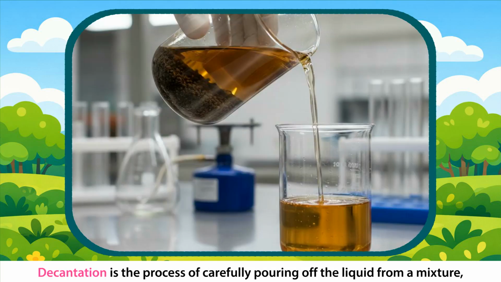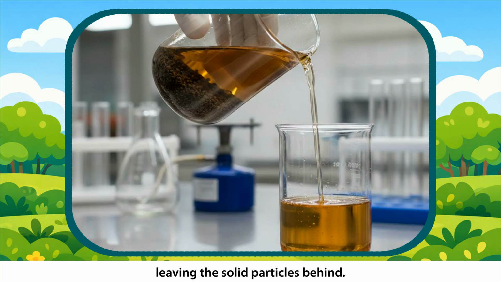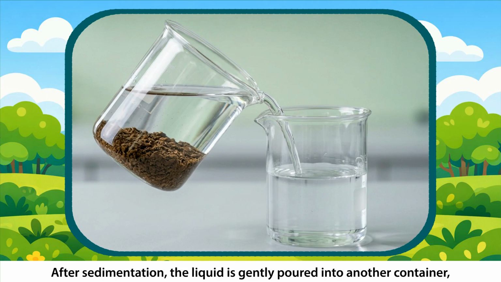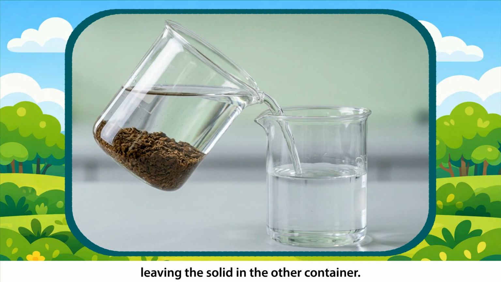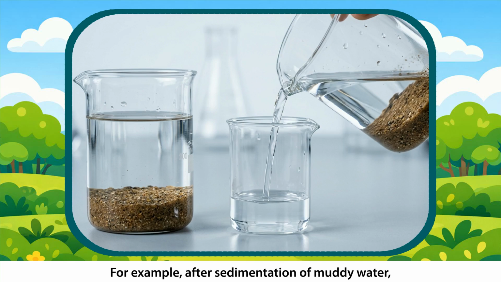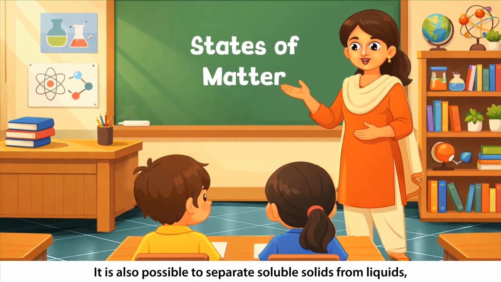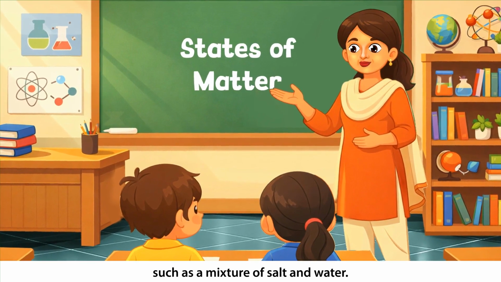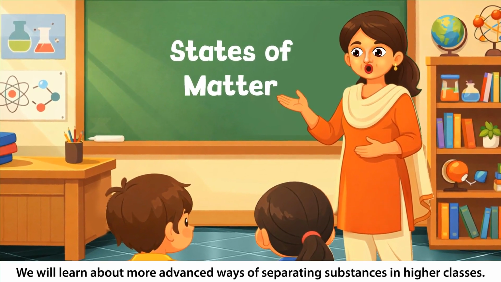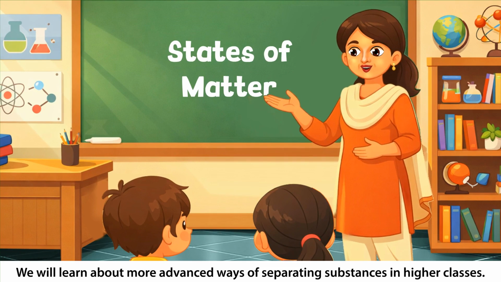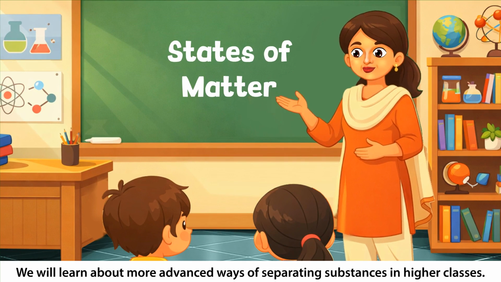Decantation is the process of carefully pouring off the liquid from a mixture, leaving the solid particles behind. After sedimentation, the liquid is gently poured into another container, leaving the solid in the other container. For example, after sedimentation of muddy water, the clean water is decanted into another container. It is also possible to separate soluble solids from liquids, such as a mixture of salt and water. We will learn about more advanced ways of separating substances in higher classes.